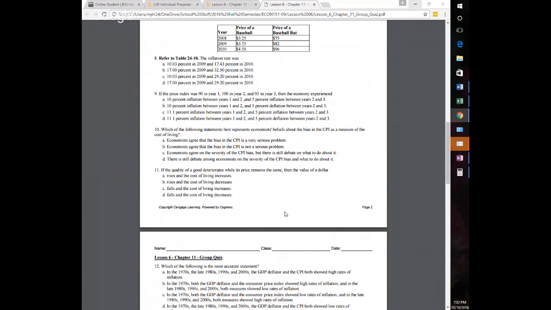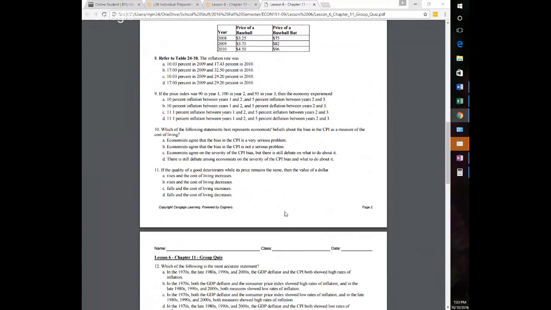Okay. I can do 11. If the quality of a good deteriorates while its price remains the same, then the value of $1. And for 11, I got C, falls, and the cost of living increases. That's what I got also. Yep, me too.